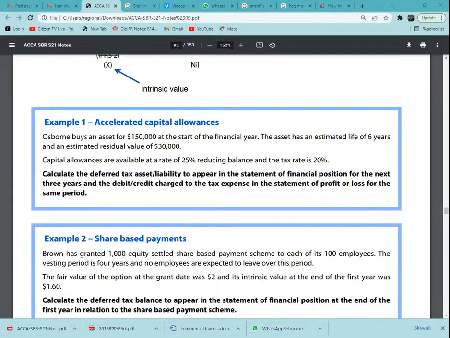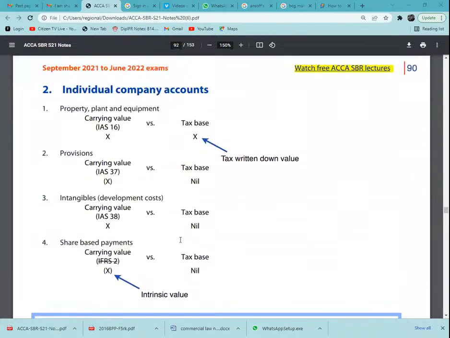In the past, you will like it. First, there is something here: when you look at your past paper, this is an individual company. Carrying value of an asset, tax base. If you know this, that all provisions have a nil tax base, intangibles, the same, they have a nil tax base. If you're told that employees are getting share-based payments, they also have a nil tax base. This is something that will really excite you, because once you understand this, you'll be able to do most of the questions in the past.